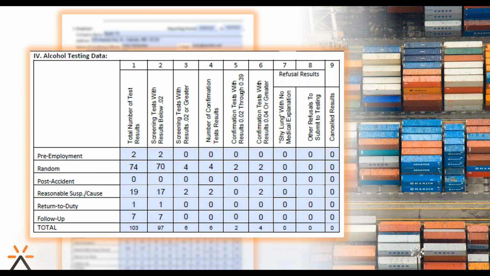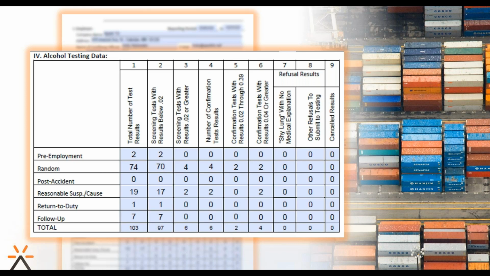Additionally, we go through how many test results were at a 0.02 to 0.039, and then the ones that are a 0.04 or greater. I do think it's very important to know what's happening with your positive results. I think I would even drill down even deeper and look at when these tests are occurring, when are the positive tests happening, and additionally, how many of these are happening at the beginning of the shift, end of shift, so on and so forth.